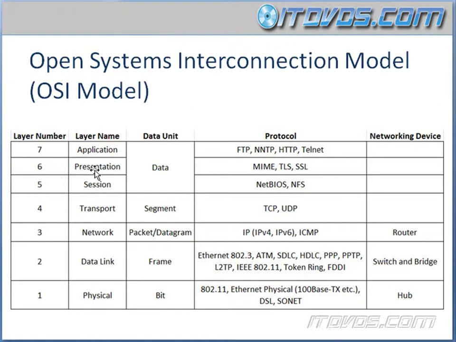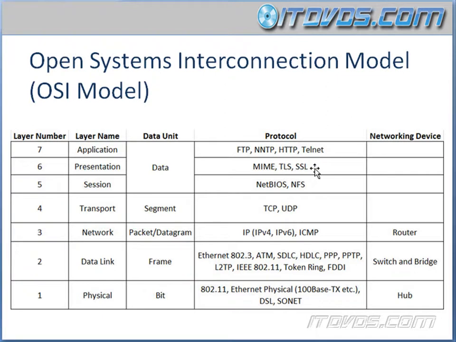The next layer, layer 6, is going to be the presentation layer. And this layer is responsible for data translation and code formatting. So it's kind of like a translator, so that if any conversion of the data needs to happen, it happens at the presentation layer, such as encryption. And some examples of some protocols that work on the presentation layer are MIME, TLS, or SSL.